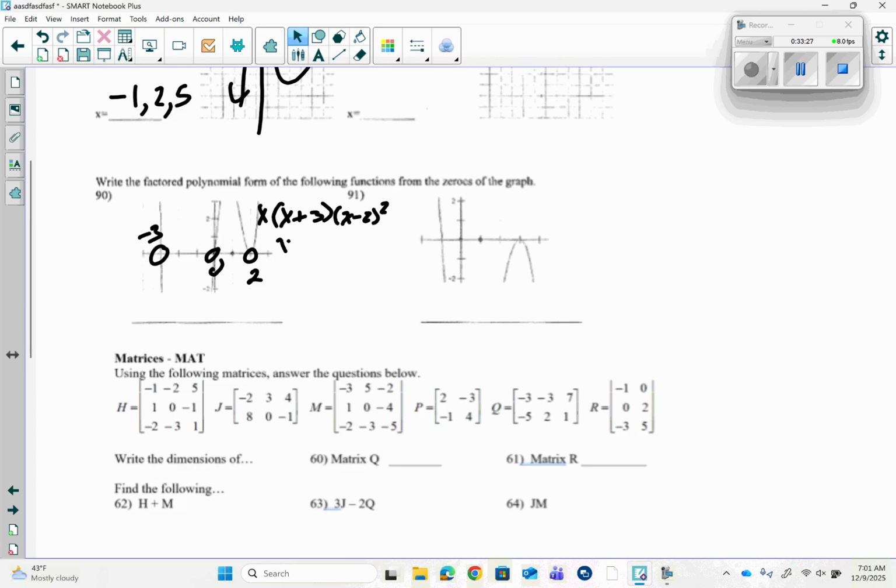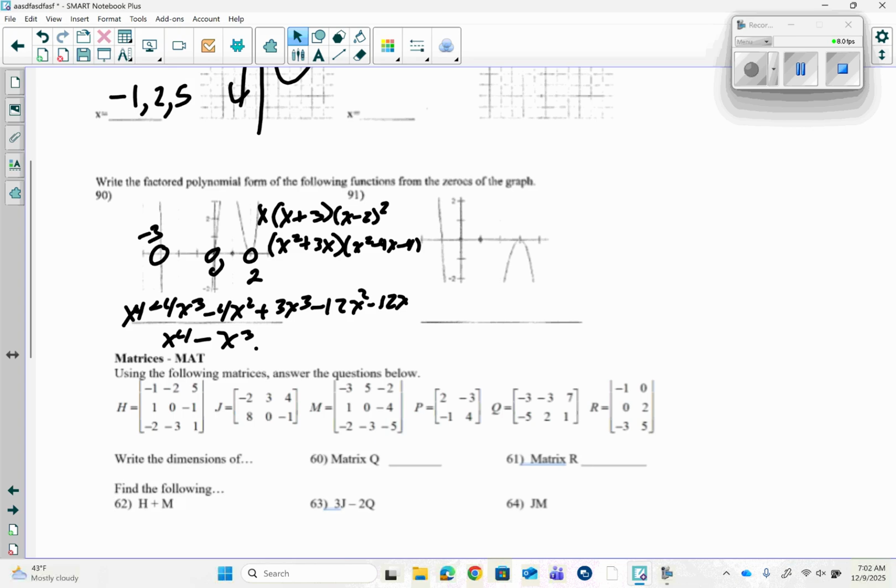So distribute here, that's going to give me x squared plus 3x. FOIL x minus 2 out, so that's going to give me x squared minus 4x minus 4. You multiply this all out, I'm going to get x to the 4th minus 4x to the 3rd minus 4x squared plus 3x to the 3rd minus 12x minus 12 x squared minus 12x. All right, so I have x to the 4th minus x to the 3rd minus 16x squared minus 12x is that answer.